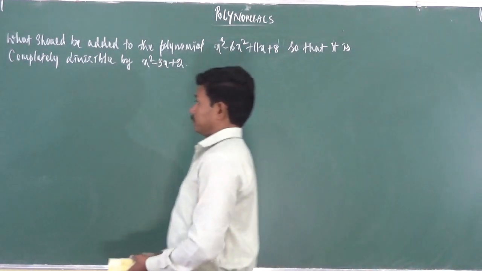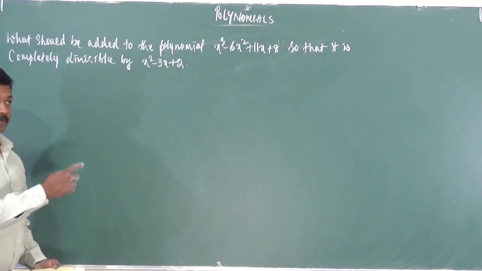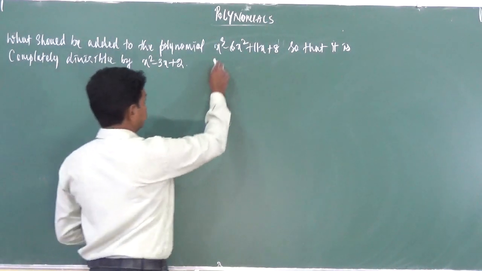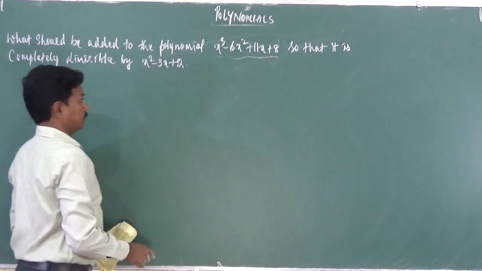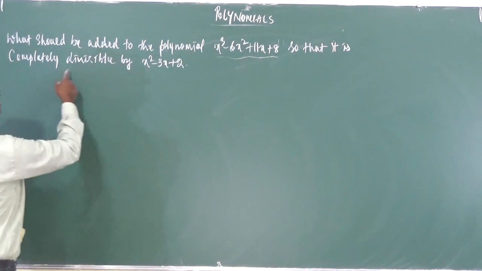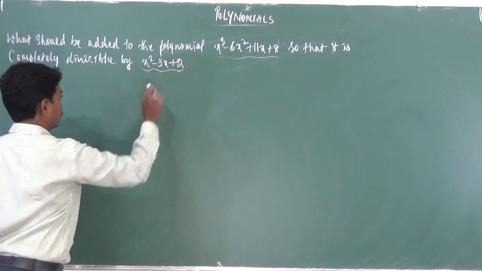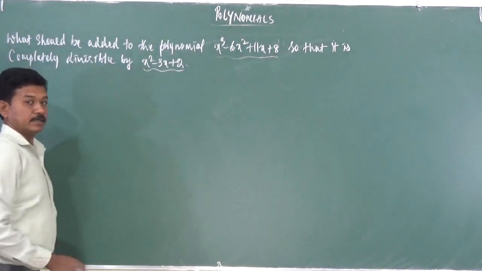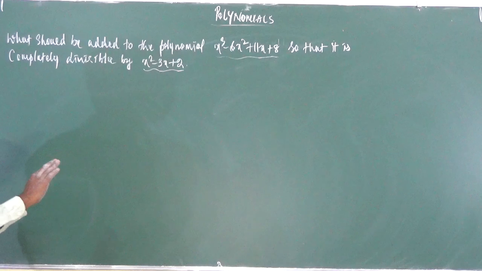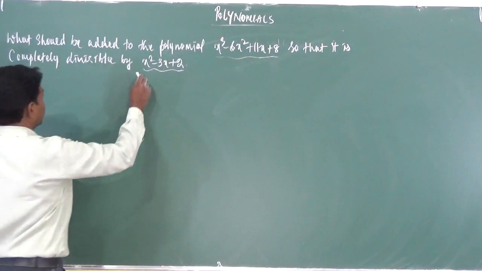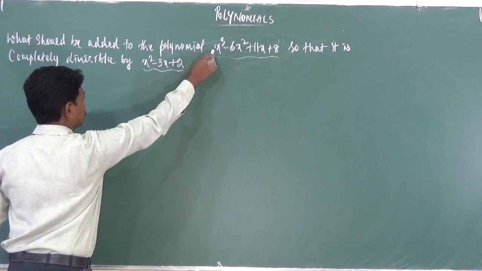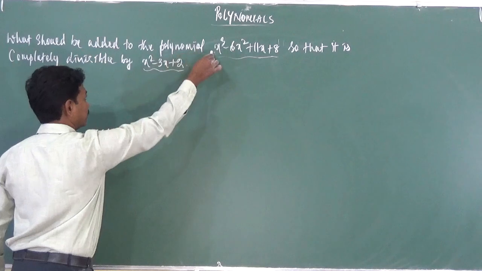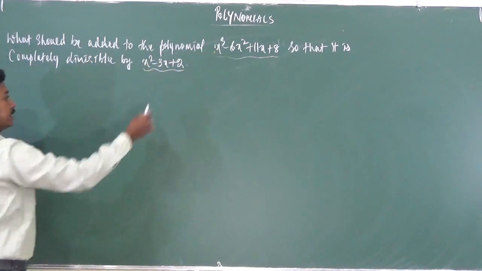In tomorrow's class I will be doing a similar type of problem on this. So what should be added to the polynomial? The polynomial is given here. What should be added to it so that it is exactly divisible by x square minus 3x plus 2? At present when you divide this polynomial by this, you won't get the remainder 0. That's for sure. So you have to add something to this polynomial so that when we divide it, it is exactly divisible.